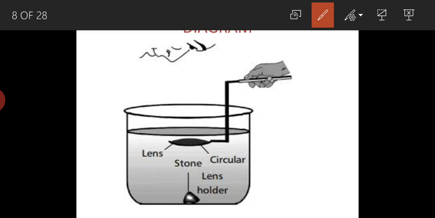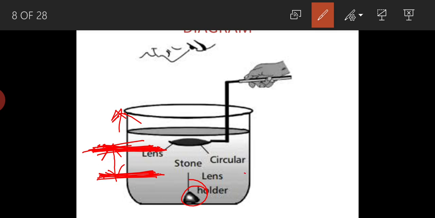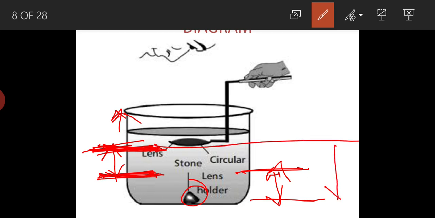Pour water in the beaker and try to observe the image of the stone inside the lens and slowly lift the lens till where you can see its image. Beyond that point you cannot see its image. It means this point is equal to the focal length. So previously without water, if this is the height where you can see the image, now after pouring water this height increases. Previously if this height is 20 centimeters when there is air, now this height will be around 30 centimeters when you pour water.